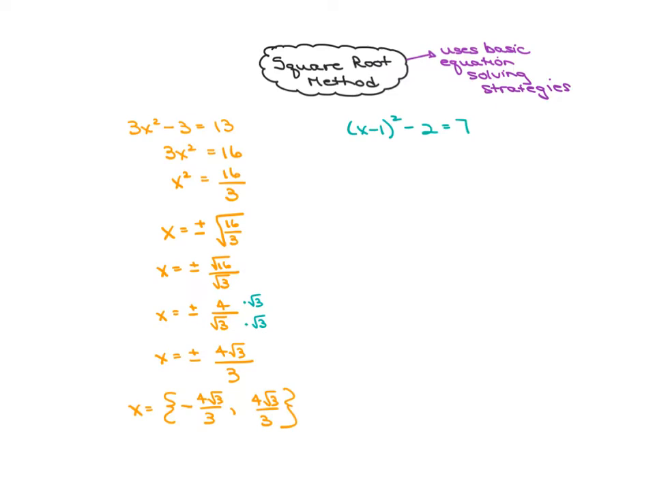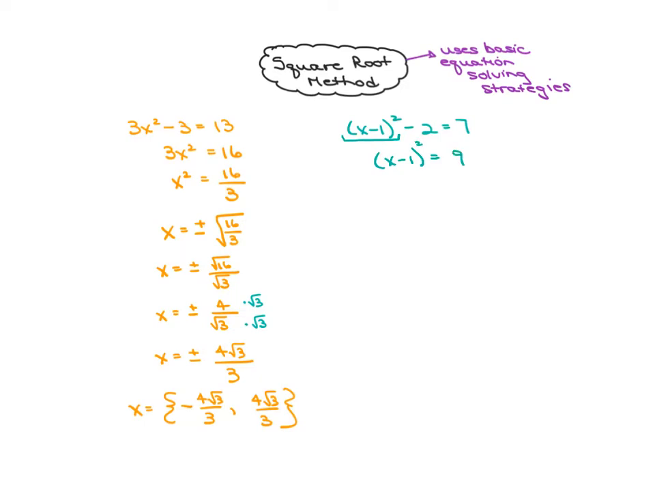Let's come look at our second example here. The quantity x minus 1 squared minus 2 is equal to 7. All right, same thing. So here, our variable x is in that binomial x minus 1 being squared. So I want to isolate this binomial that's being squared. I'm going to add 2 to both sides. X minus 1 squared is equal to 9.